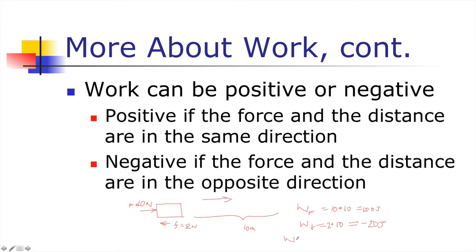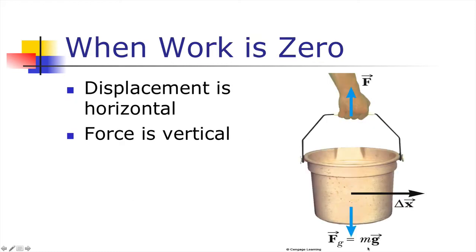The total work done, or the net work done on the table, is going to be 100 minus 20, which is 80 joules of work. So just be reminded that work done can be negative, work done can be positive. This is one of the examples when work is zero.